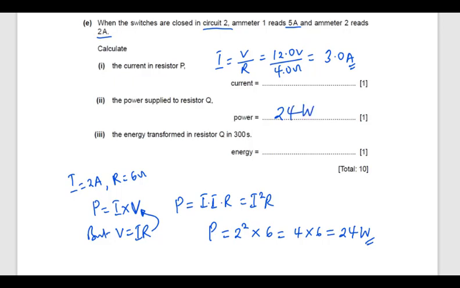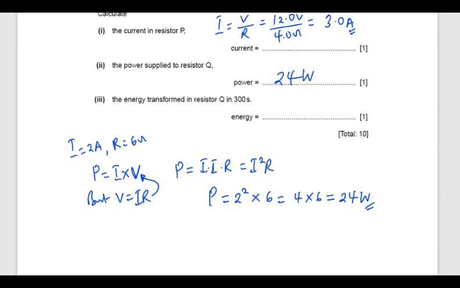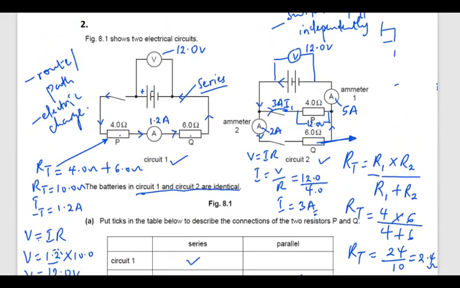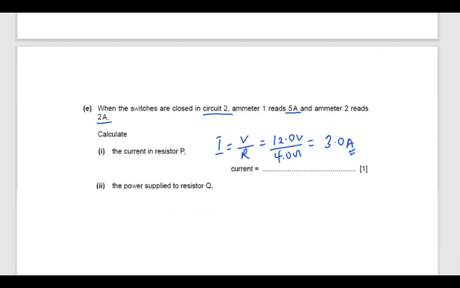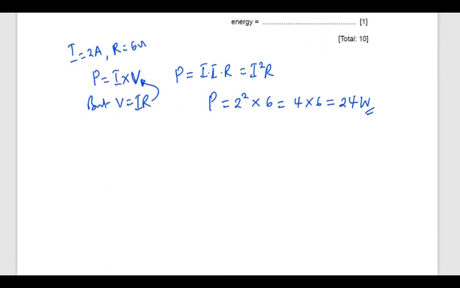And the last but not the least, it's been a lengthy question. The energy transformed in resistor Q. Now remember that energy and power are related. We know that power equals energy over time. Power is the rate at which work is being done.